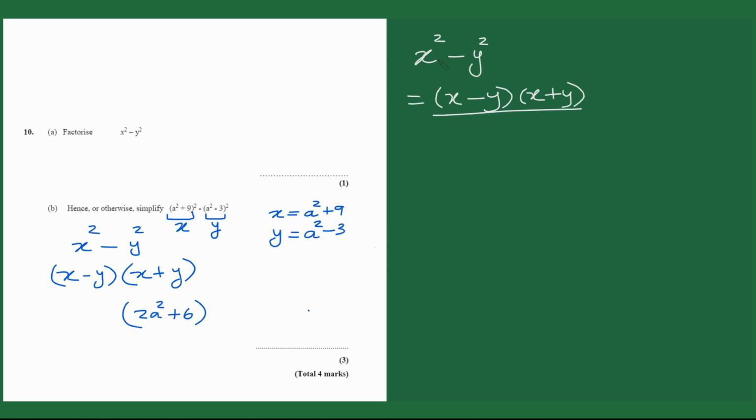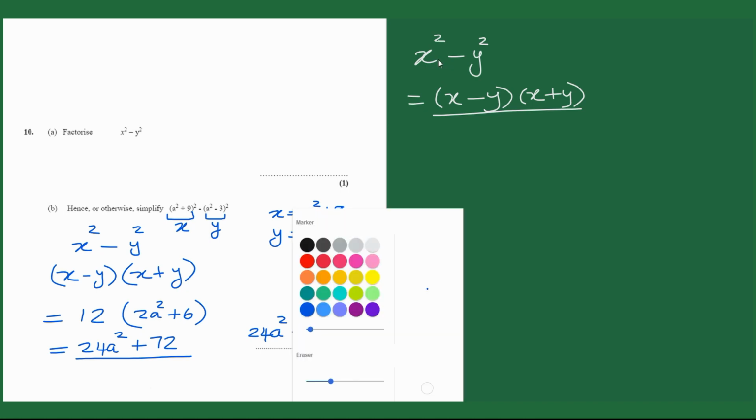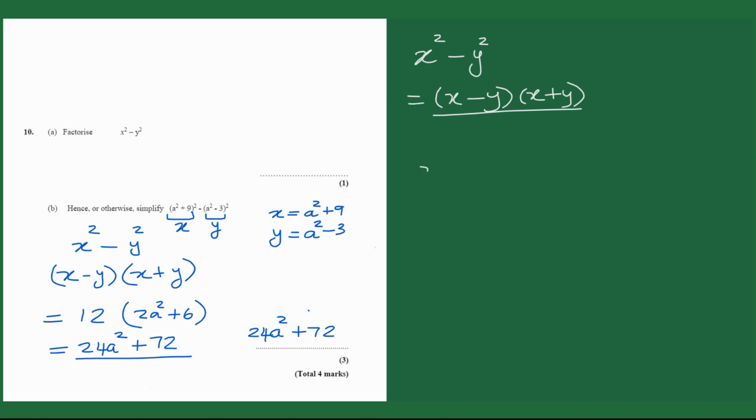9 minus 3 is plus 6, and if I take away x minus y squared, x minus y, sorry, so x minus y, the a squared cancel, 9 take away minus 3 is 12. So if I expand the bracket, 12 times 2 is 24a squared plus 72. So that is the answer, 24a squared plus 72.